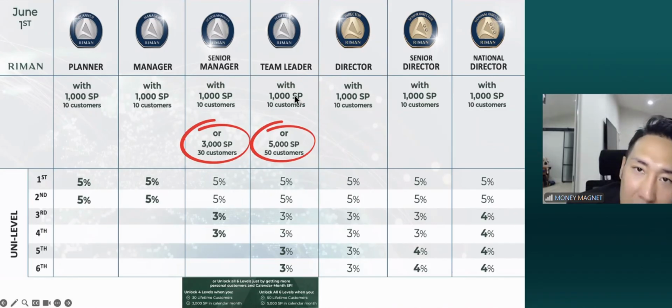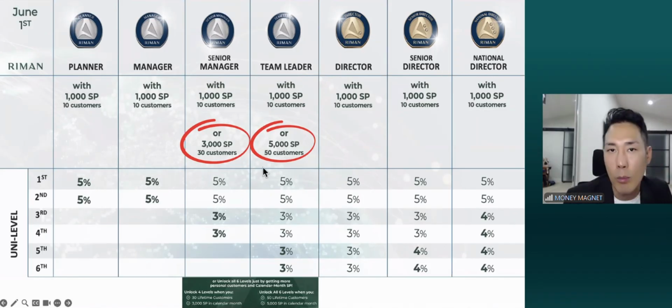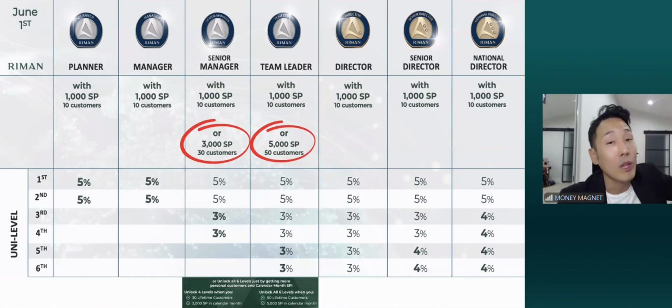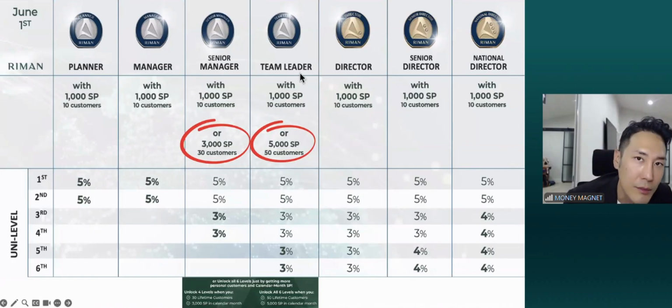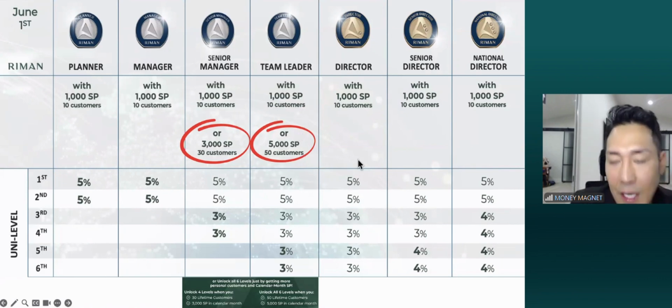But this is how you control your destiny. We got killer products. We got affordable luxury that people are out there willing to buy over and over again, month after month, year after year. So as long as you do the work, there's no free lunch in life. Do the work. Do 5,000 SP. Lock in 50 lifetime customer points. Even though you're just a planner, you get this done, you're going to be in the realm of unlocking 6 levels of your uni level pay.